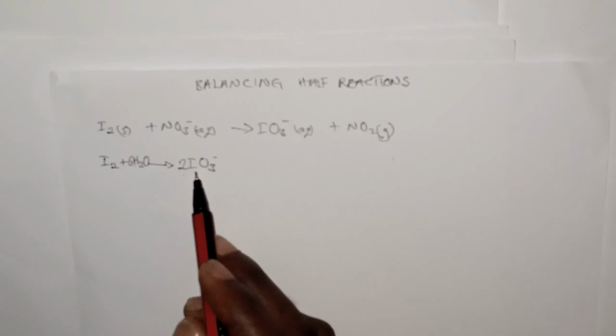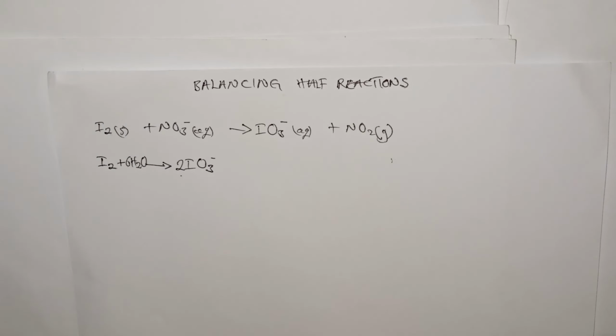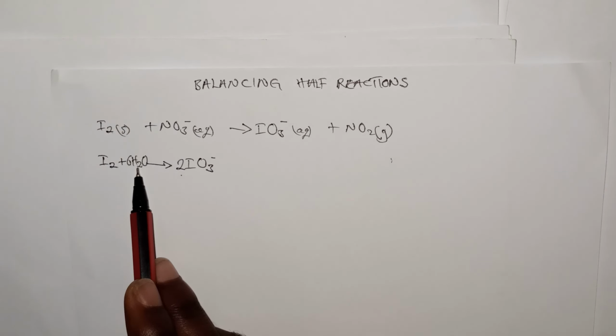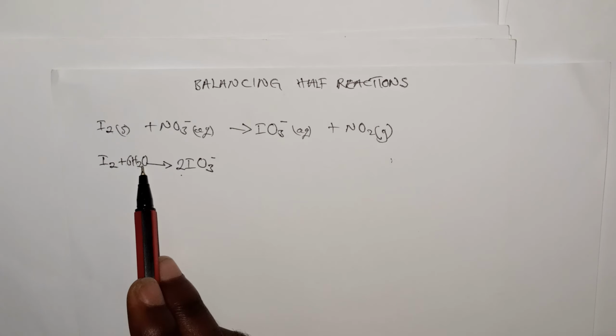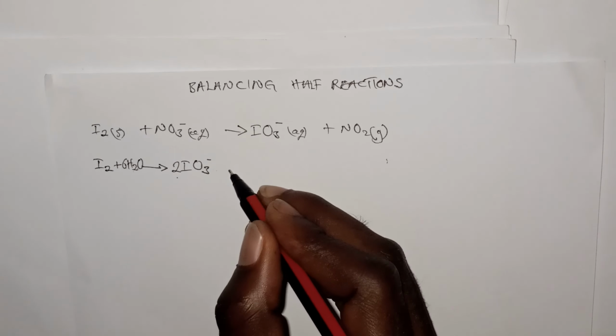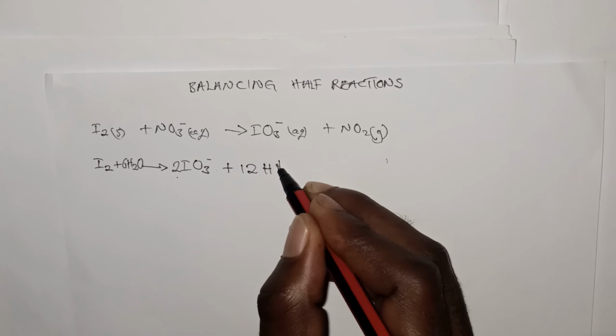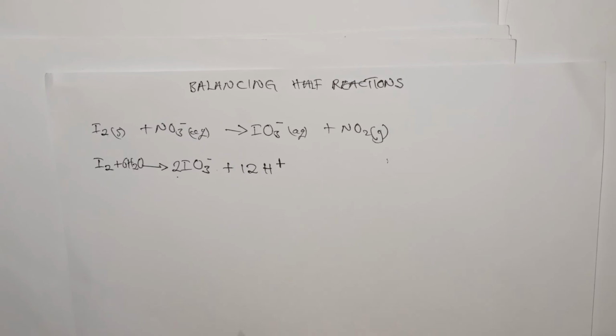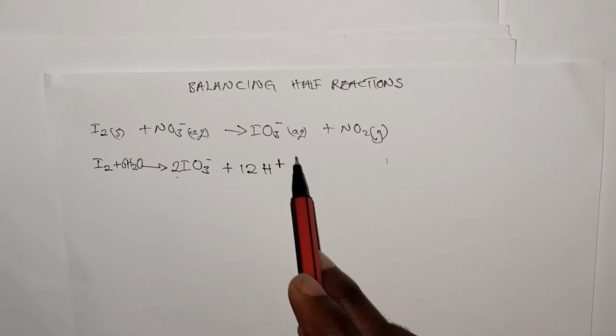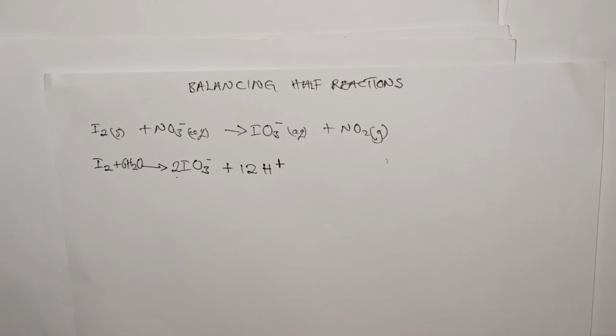So the oxygen atoms have been balanced while the hydrogen atoms are not balanced. Here we have 12 of them, 6 times 2, but here we have none. So what we have to do is to add 12 hydrogen ions. When we want to balance the hydrogen atoms, we have to add the hydrogen ions, right?